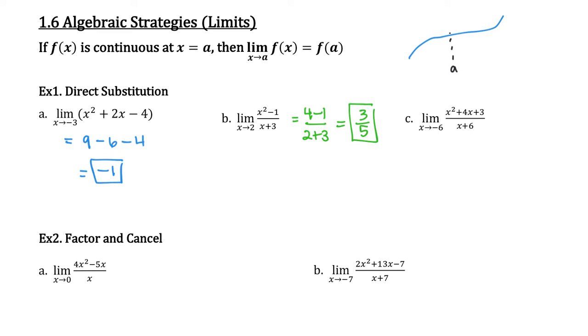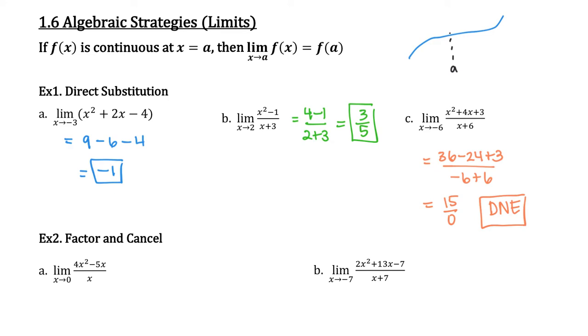Let's go ahead and plug in negative 6. If I plug in negative 6, what do I get? Numerator: I get 36 minus 24 plus 3. At the bottom, I have negative 6 plus 6. 12 plus 3 is 15 over 0. Now, 15 divided by 0 is undefined, which when we're talking about limits, we say the limit does not exist, abbreviated DNE.